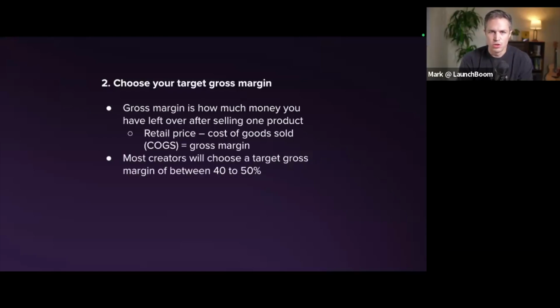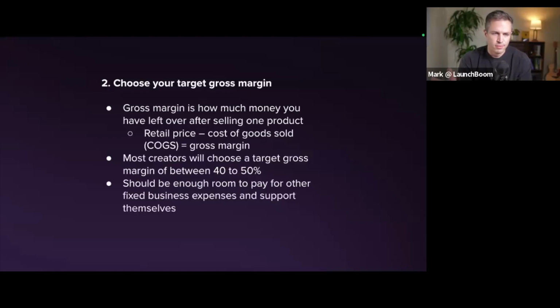Most creators will choose a target gross margin of between 40 to 50%. The reason why is that if you have 40 to 50% gross profit, like the money left over after you sell one unit, that should be enough to pay for the other fixed business expenses you have and also to support yourselves as a business.